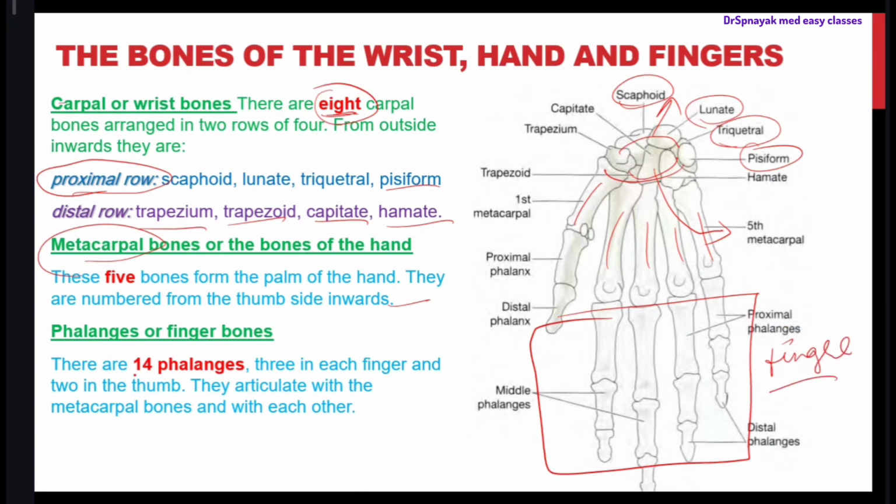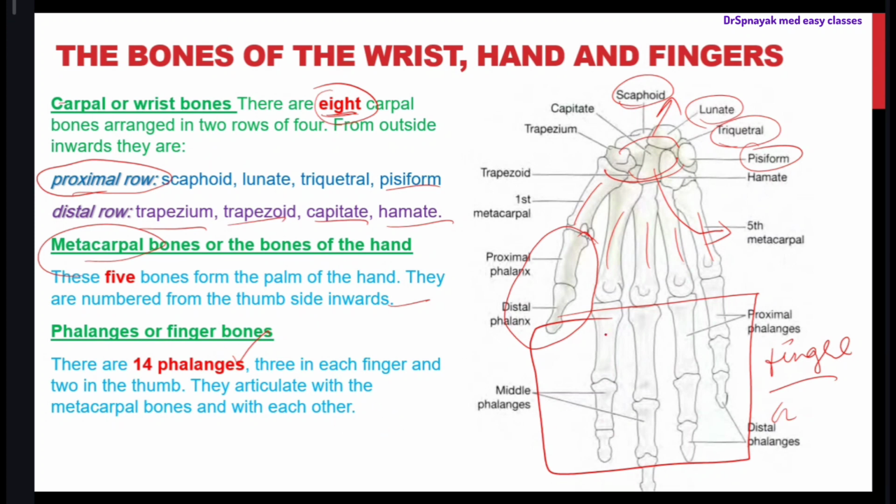Always remember we have 14 phalanges. We have 5 fingers, but in our thumb we have only 2 phalanges, and the remaining 4 fingers have 3 each. So 3 fours are 12, and 12 plus 2 is 14. We have 14 phalanges in the hand, and in the feet also we have 14 phalanges.